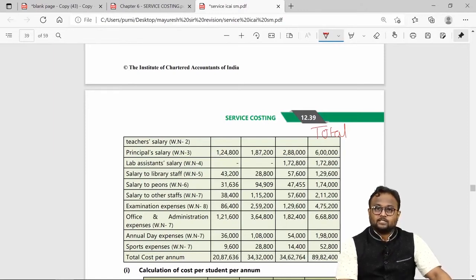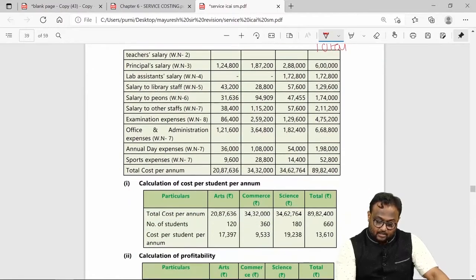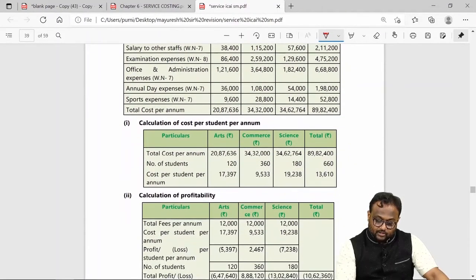Lab assistant will be charged directly to the science stream, because for arts and commerce you don't need lab. So on the basis of students using lab, you can charge it. Library staff will also be charged on the basis of number of students using library. Peons we discussed. Other staff will also be charged on the same basis. So now there is nothing left in this question. This was the only area where generally we get queries from students. Rest everything is self-explanatory.